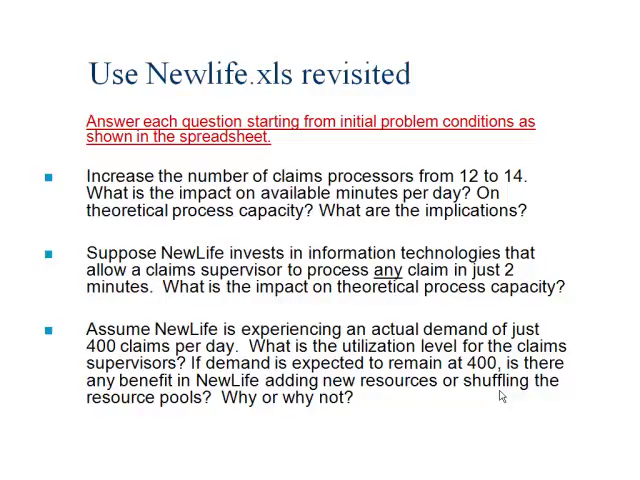If demand is expected to remain at 400, is there any benefit in New Life adding new resources or shuffling the resource pools? Why or why not? Now I'm starting to get you to think about the implications for queuing theory. I may have a resource that's utilized 95% of the time, so technically it may not be the constraint, but any resource that's utilized that high is likely to have large queues in front of it if we have variability in arrivals and service times.